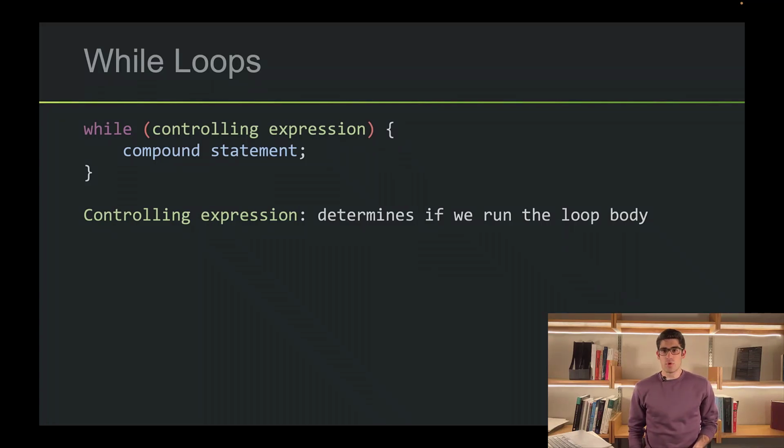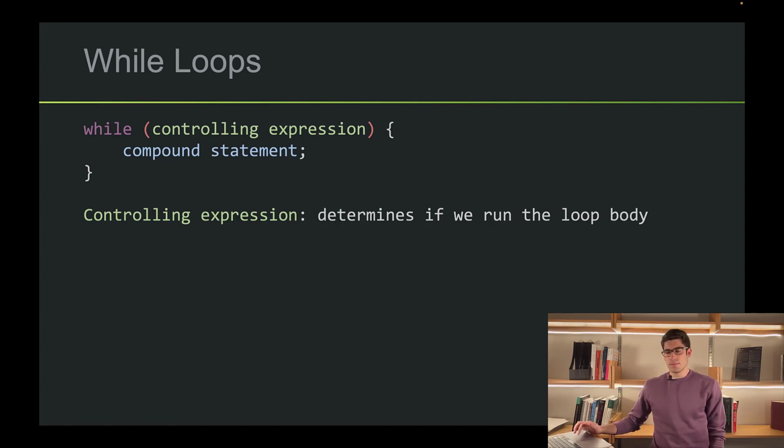Hello everyone, today we're going to be covering loops. Loops are just a way that allows us to execute code multiple times. C provides us with three kinds of loops, which are the while, the do while, and the for loops. So let's look a little bit deeper into these.